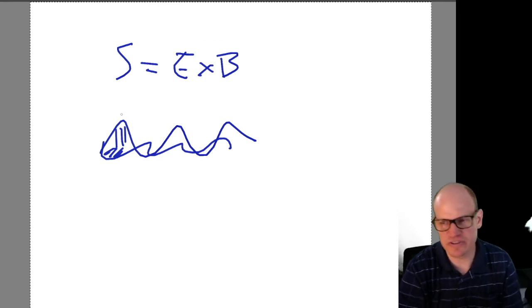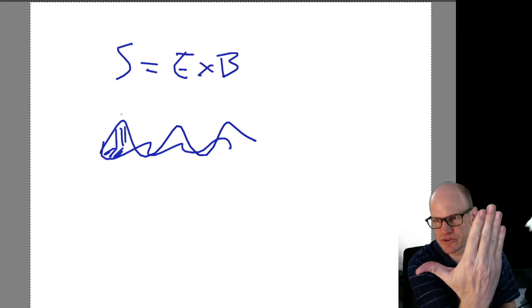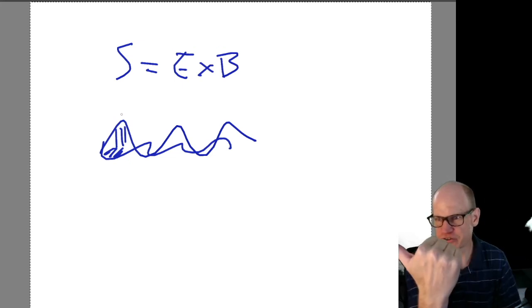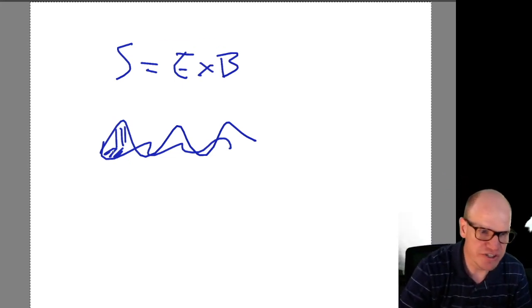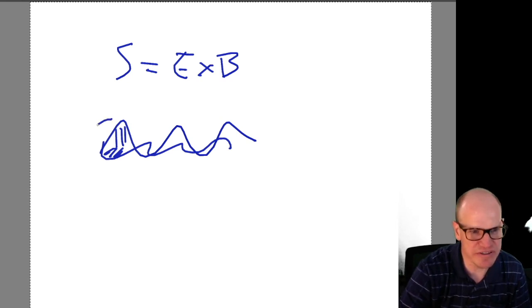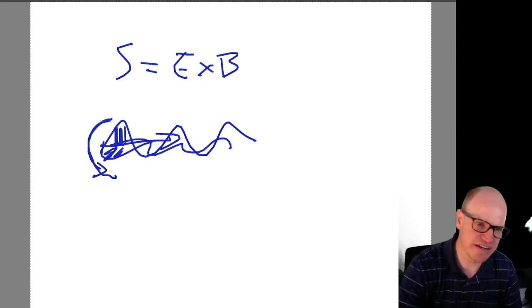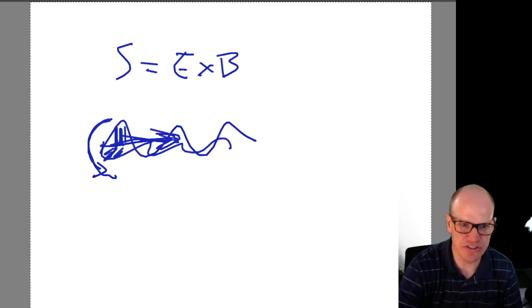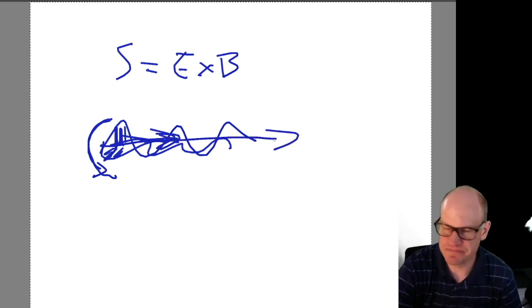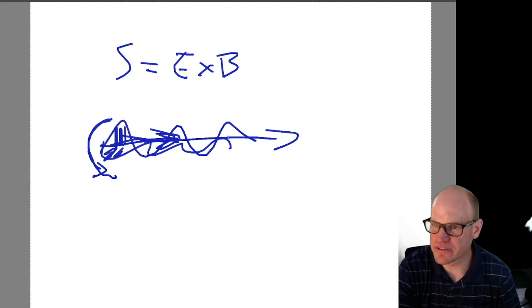the way that works is you point your fingers in the direction of the first one, you curl them in the direction of the second one, and then your thumb points in the direction of motion. So E cross B, another way to think about it: E is up, B is this way, so that curls this way, and if that is counterclockwise, then this must be the direction that it's moving. So that's the direction of the flow of energy.